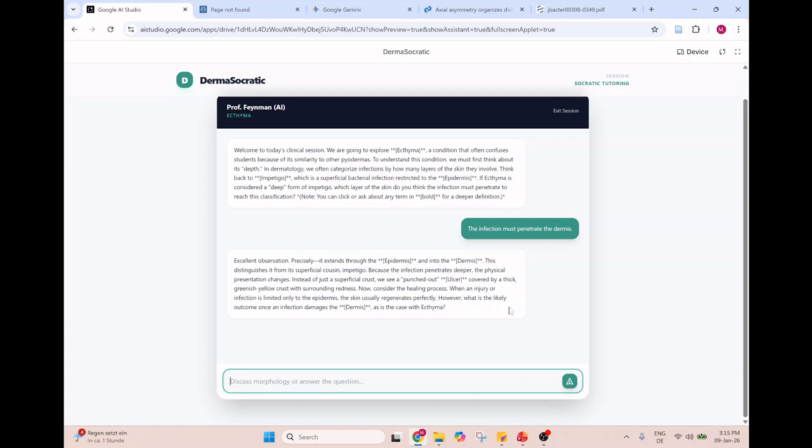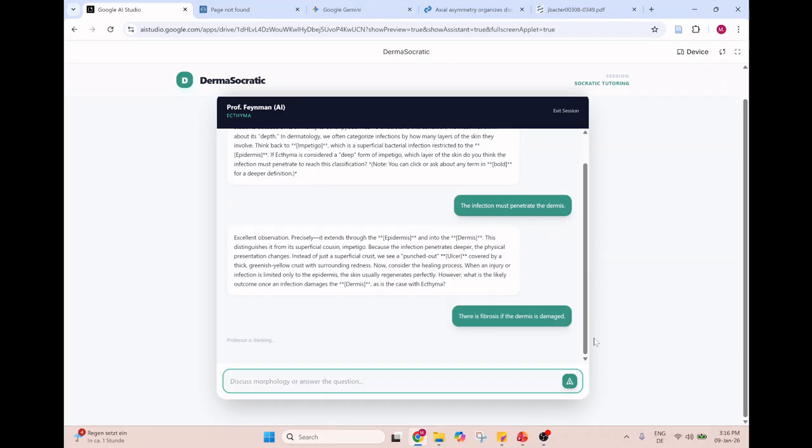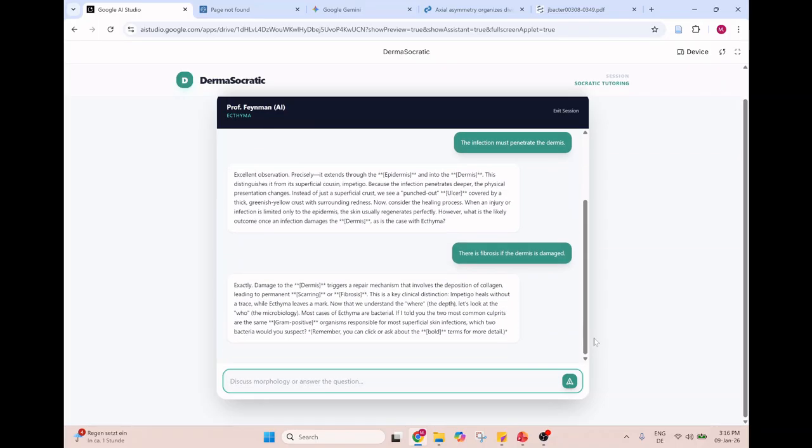So it asks how does it regenerate differently than something where only the epidermis is affected. I guess maybe there is fibrosis. Okay, so this seems to be okay as well. Then it continues to the who, so which bacteria.